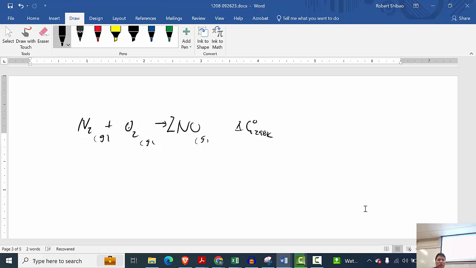So the easiest is to use delta G's of formation. And so did I write down the delta G's of formation? I think the delta G of formation under standard conditions for N2 is 0. I think we've got that far. And this is 0. And what was the NO delta G of formation? 86.55? Okay, thanks. Kilojoules per mole. And so we take the sum of the products minus the reactants.